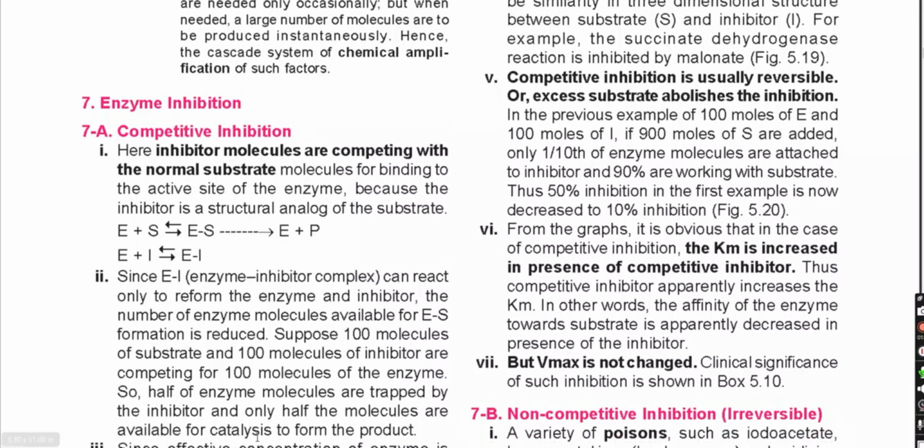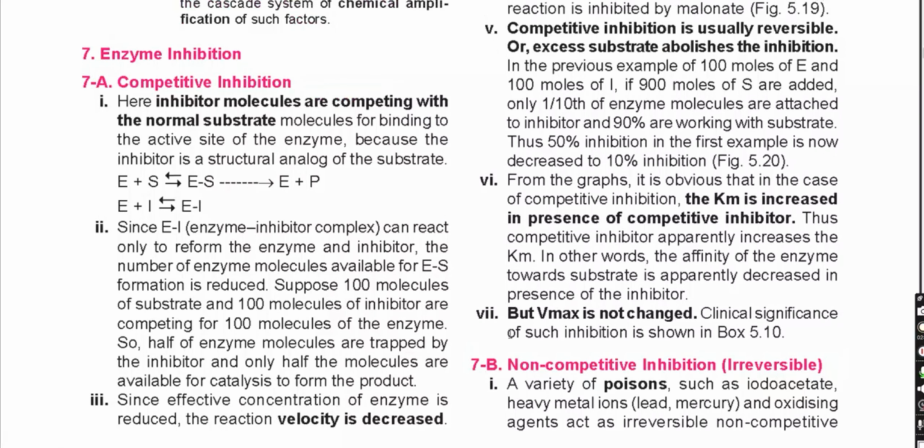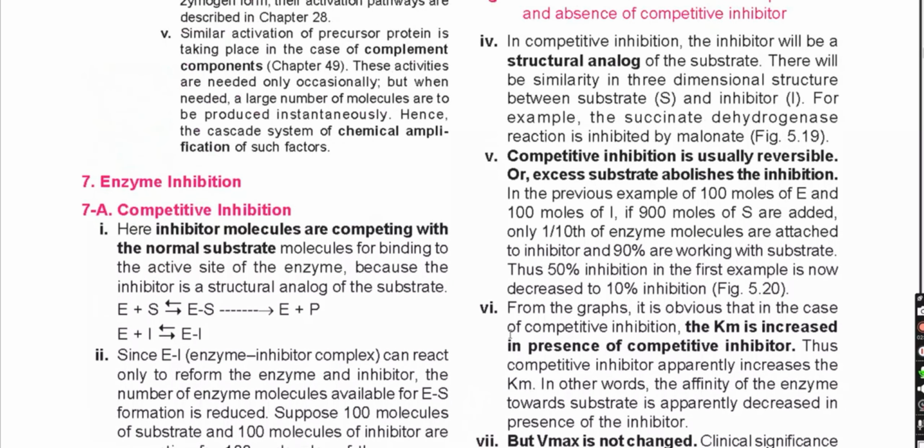And number 4, what is this? In competitive inhibition, the inhibitor is structurally analogous to the substrate, and there is similarity in the three-dimensional structures of the substrate and the inhibitor. For example, the succinate dehydrogenase reaction is inhibited by malonate. Competitive inhibition is usually reversible, and excess substrate abolishes the inhibition.